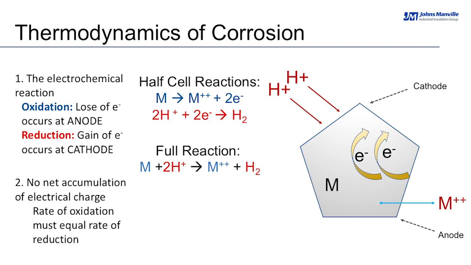Well, then we can write a full reaction. However, no net accumulation of electric charge has to occur. The rate of oxidation must equal the rate of reduction. The image in there shows a small part of a material, of a metallic part. The right side in the bottom becomes the anode. So it's losing 2 electrons. These electrons are going towards the cathode, that is on the top part of this image. We'll talk a little bit more about this reaction in the next slide.